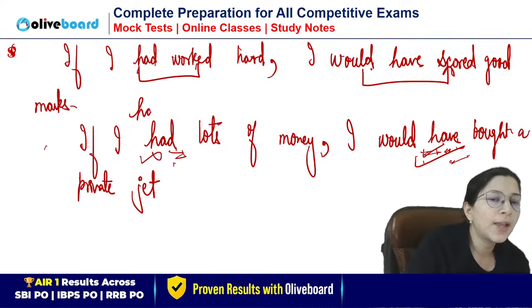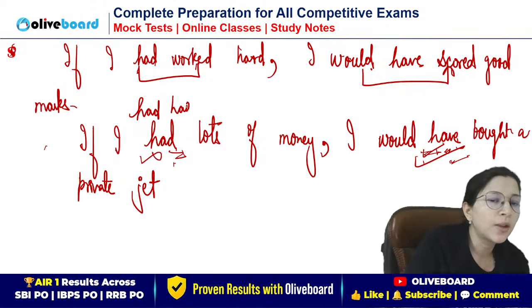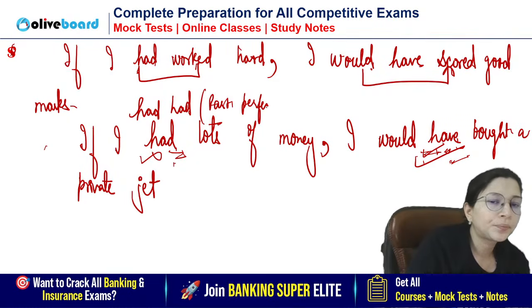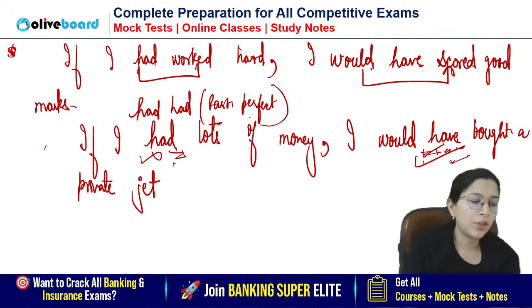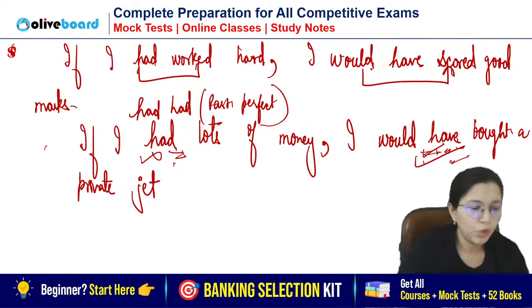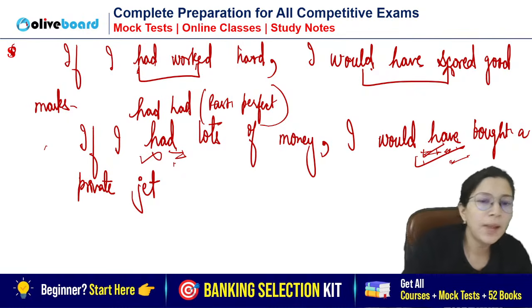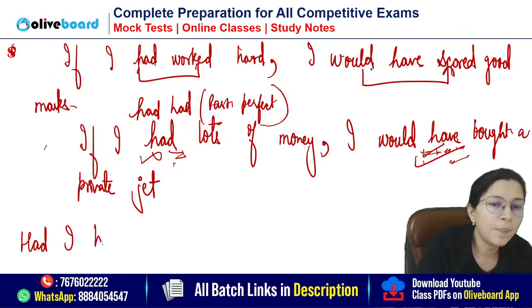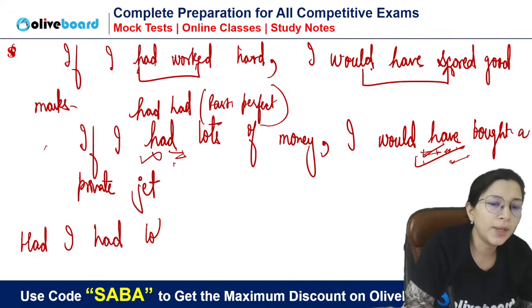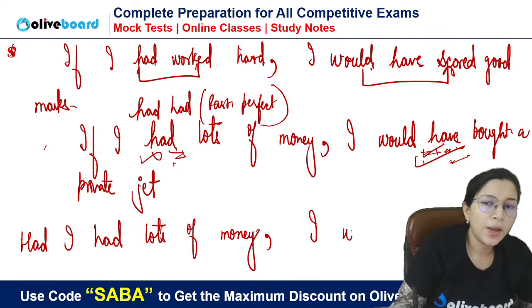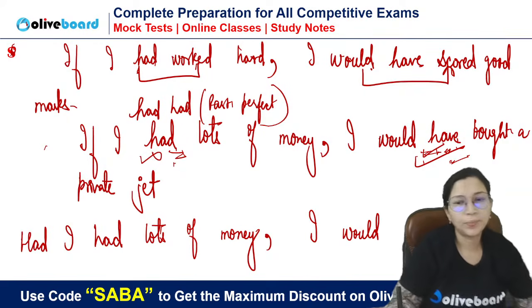So what I will do, if I had lots of money, past perfect. Had is what? Past perfect. Clear? I would have bought a private jet. We usually change the subordinate clause. And do you know, the same sentence can I write this way also? Had I had lots of money, I would have bought a private jet.